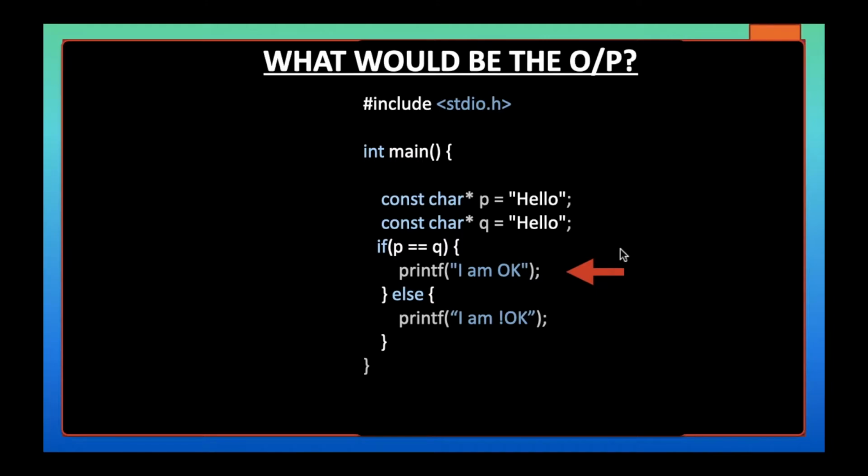Why is it so? Because these are not two strings. In memory, there is only one string hello, and that hello is being pointed to by P and Q. So P and Q are nothing but pointers storing addresses, and the address of the string hello is only one, right? Only one address. So that will be stored inside P and Q, by which the comparison is successful. So we are getting I am okay.